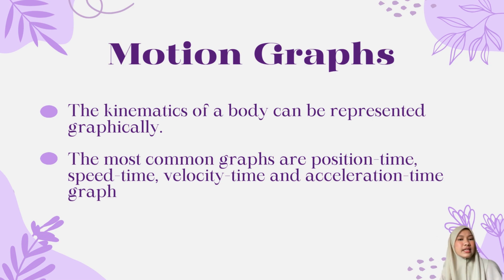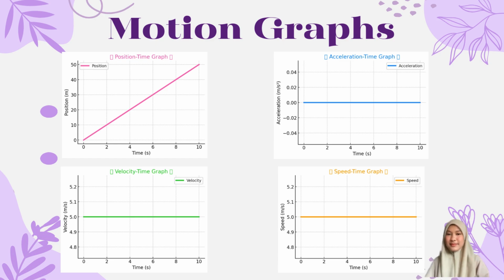Motion graph. The kinematics of a body can be represented graphically. The most common graphs are position-time, speed-time, velocity-time, and acceleration-time graphs. This is an example of motion graphs that represent position-time, acceleration-time, velocity-time, and speed-time.